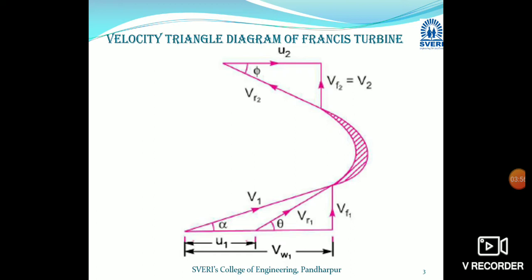So in this case, if you draw the general velocity triangle, at outlet vw2 is equal to 0, therefore v2 will directly become vf2, and the angle beta in this case becomes 90 degrees. Then in this case u1 is different from u2; u1 is definitely greater than u2.